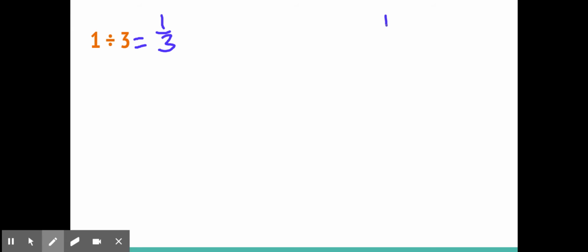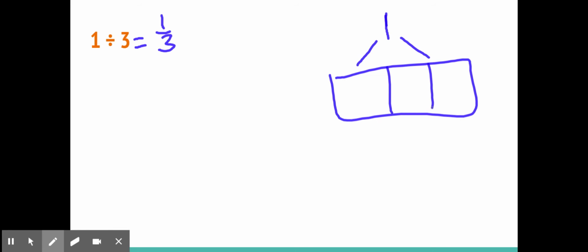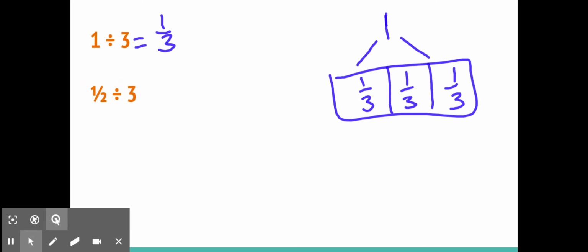So 1 divided by 3. We've been working on this about 2 weeks back, right? This is going to be 1/3. So if I have 1 whole and I'm splitting it into 3 equal parts, each one of those is going to have 1/3 in it. So let's go ahead and continue on.